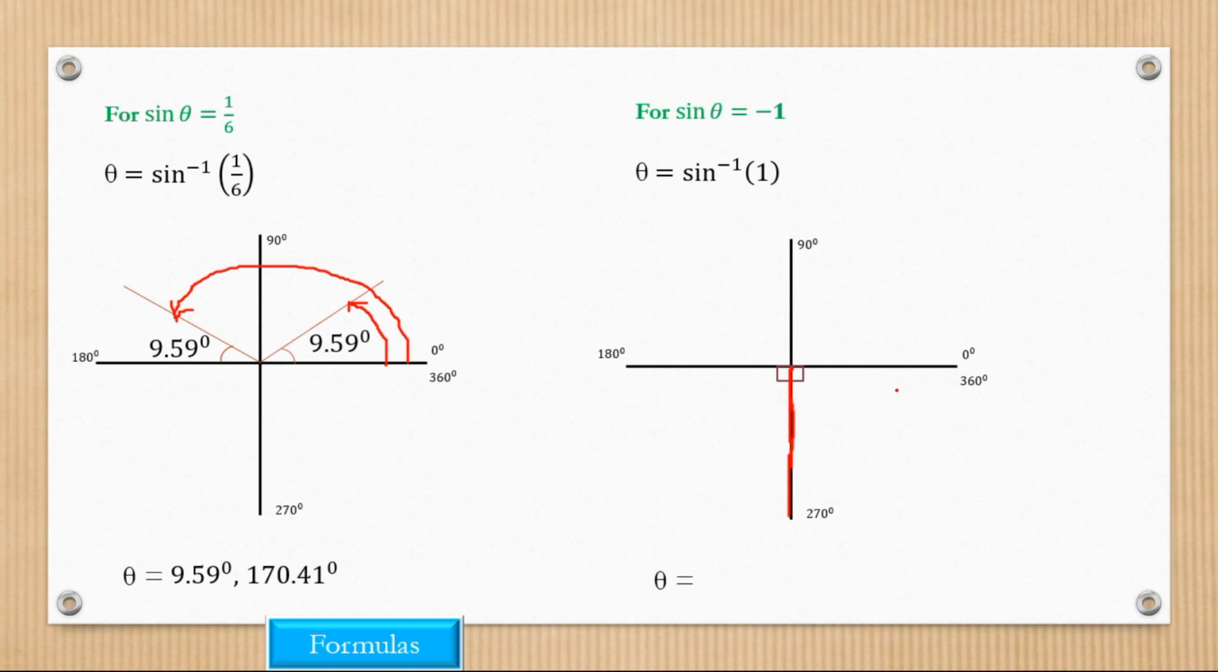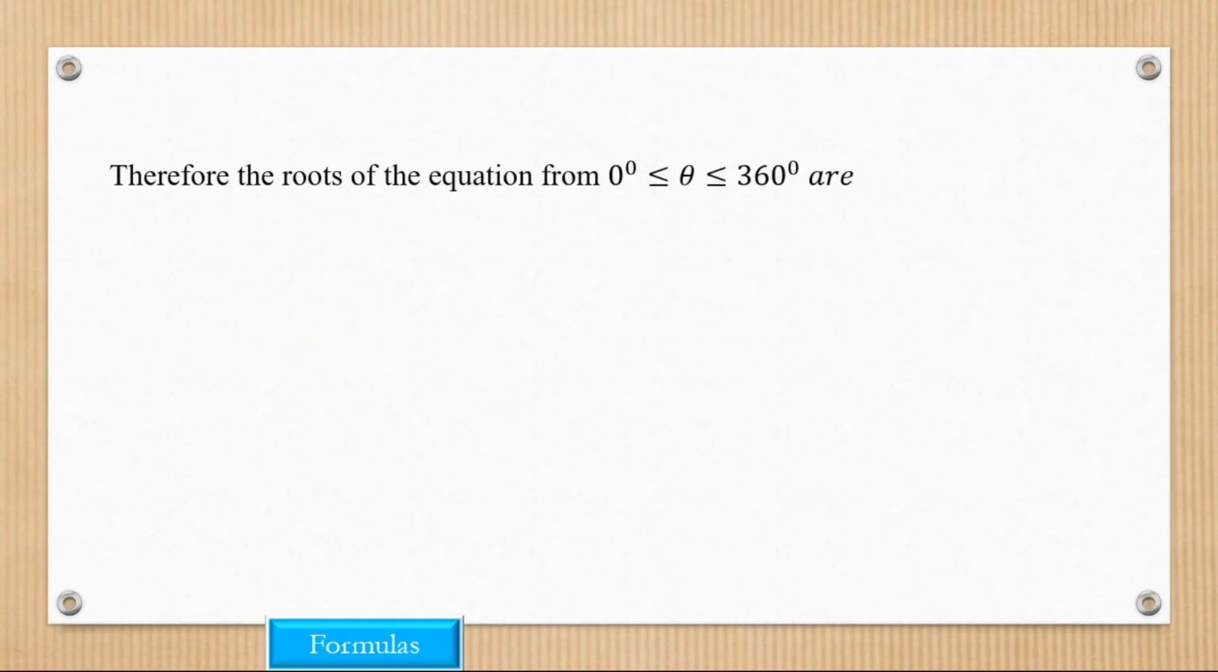But remember, we are limited to anti-clockwise rotation. So what will happen is we move like this, and then our first value will be 270, and that will be our only value because we can't proceed from there. So we only have the value 270. Therefore, the roots of the equation from 0 to 360 are 9.59, 170.41, and 270.